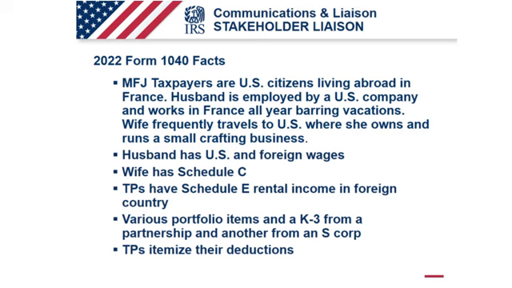Married filing joint taxpayers are U.S. citizens living abroad in France. Husband is employed by a U.S. company and works in France all year, barring vacations. Wife frequently travels to the U.S. where she owns and runs a small crafting business. Husband has both U.S. and foreign wages. Wife has a Schedule C in the U.S. Taxpayers have Schedule E rental on a foreign property. They have some various portfolio items and a K-3 from a partnership and another from an S Corp. And they itemize their deductions. And remember, the K-3 is a new schedule beginning in 2021 that supplements the K-1 and gives us more information.